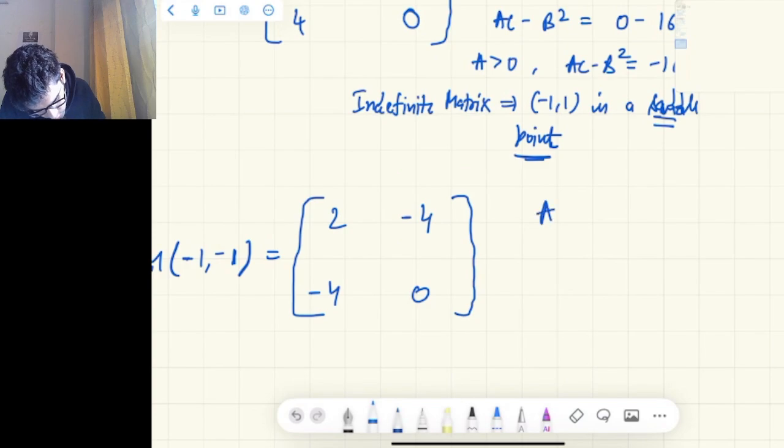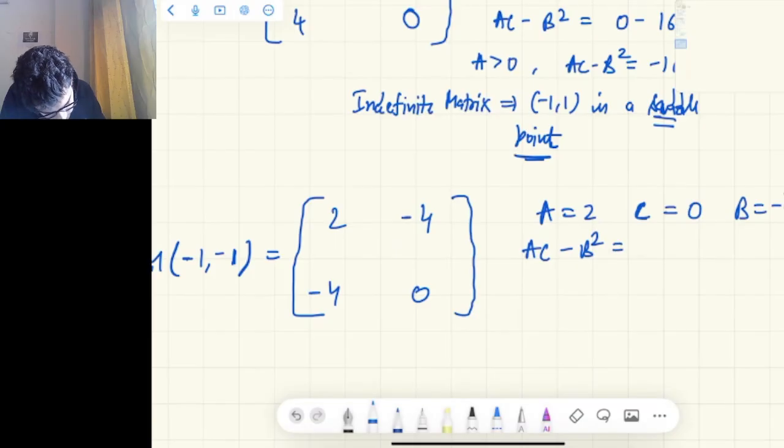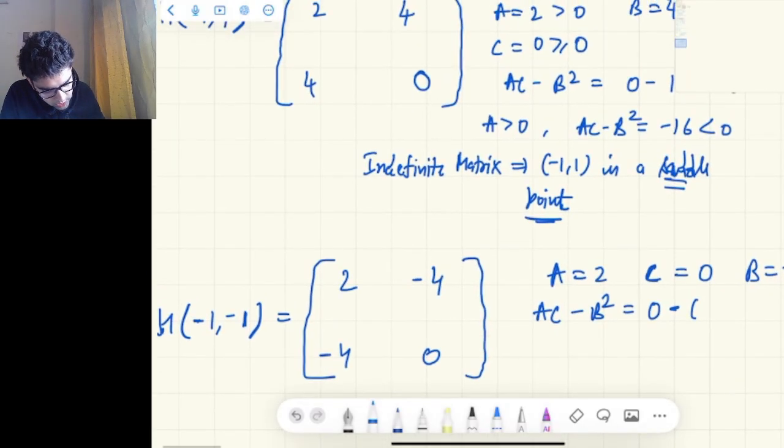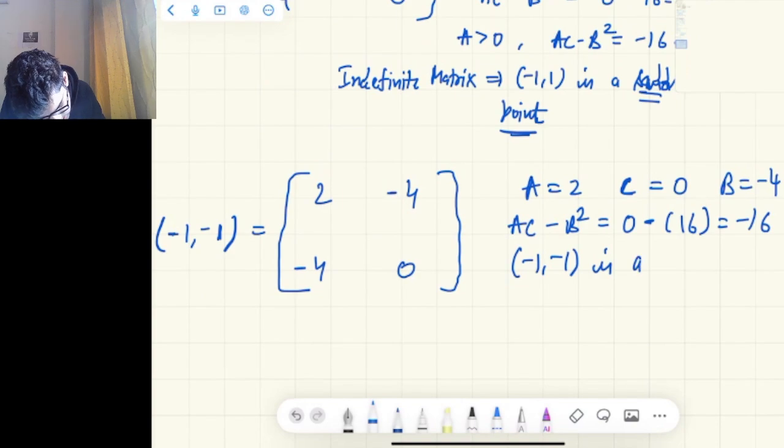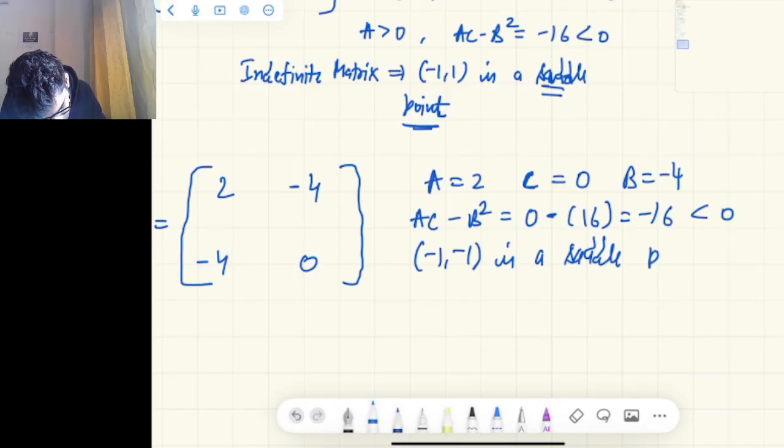So this becomes a is equal to 2 and c is equal to 0, and AC minus B square, where b is equal to minus 4. AC minus B square becomes 0 minus 16, so this becomes 16 minus 16, which is minus 16. Again I can say that minus 1 comma minus 1 is a saddle point, and minus 16 is less than 0, so minus 1 comma minus 1 is a saddle point.